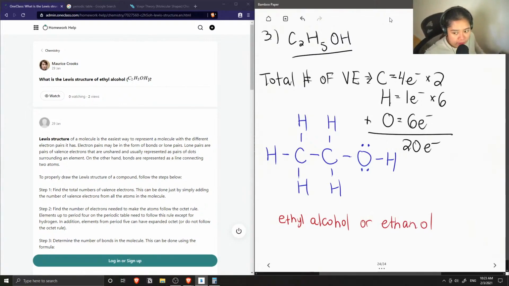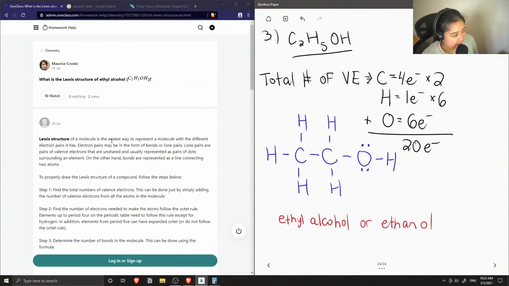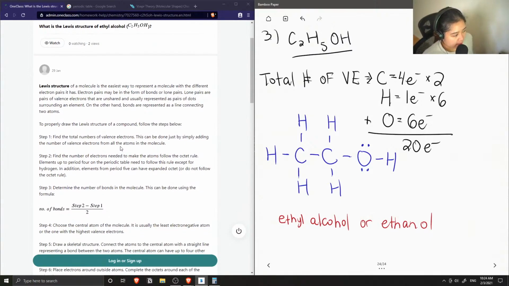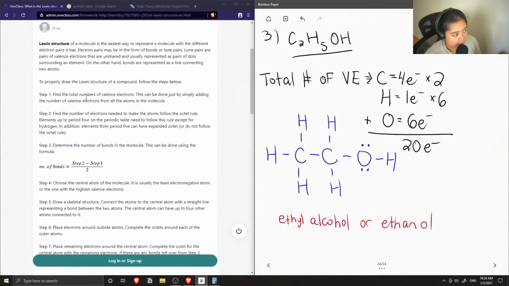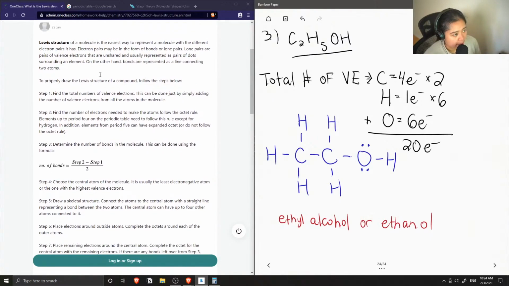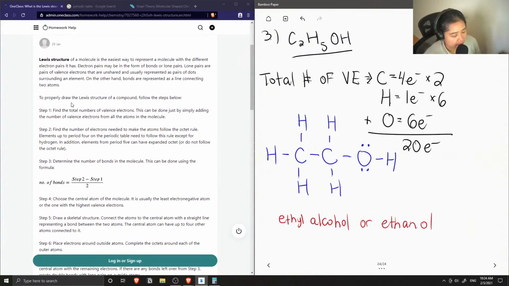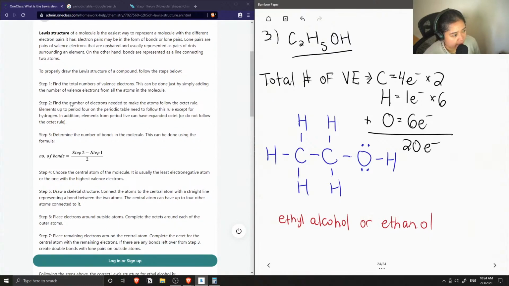Okay, so the junior tutor said that the Lewis structure of a molecule is the easiest way to represent a molecule with different electron pairs. Electron pairs may be in the form of bonds or lone pairs, and lone pairs are pairs of valence electrons that are unshared and usually represented as pairs of dots surrounding an element. On the other hand, bonds are represented as a line connecting 2 atoms. To properly draw the Lewis structure of a compound, we follow the steps below.